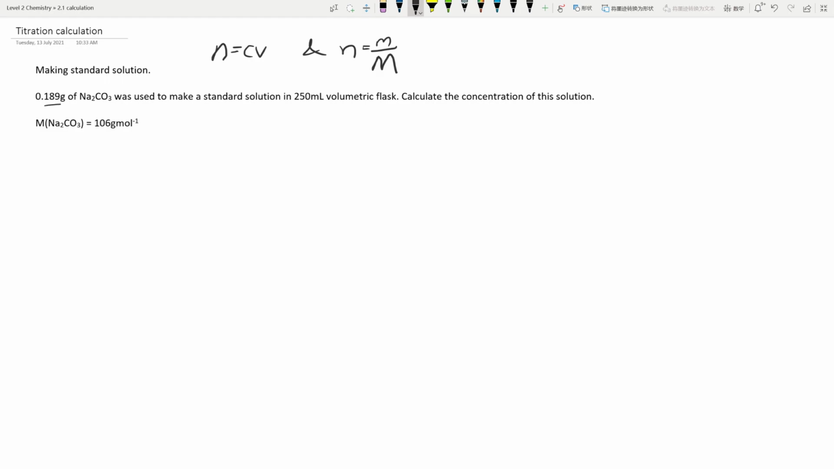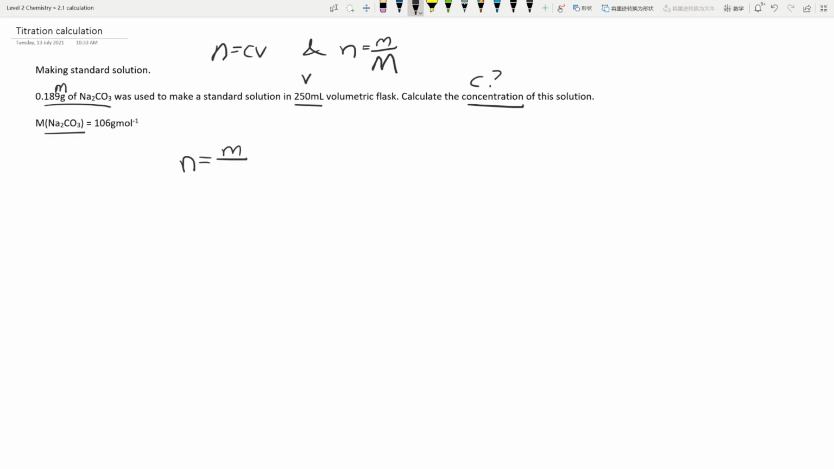Here's a question. We have 0.189 grams of sodium carbonate, which is dissolved in 200 mL of water. Coming from Level 1 science last year, from mechanics, you need to be able to look at the unit and identify what that number means. 0.189 grams is the unit for the mass, so this is small m. This one here, 250 mL, is the volume. Calculate the concentration, so I need to find the C, and the big M is given to you.